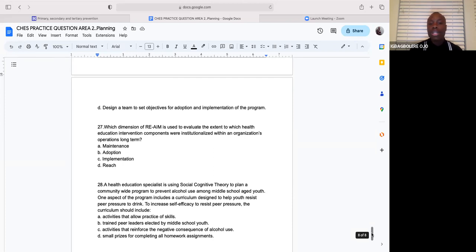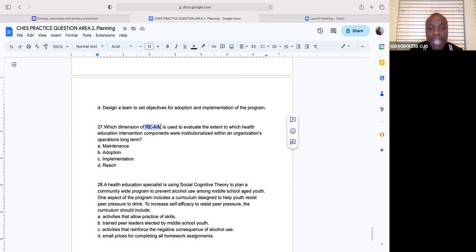All right, so the question is basically asking you that we have a theory that is called RE-AIM. Now, what part of this RE-AIM allows you to do an evaluation of an intervention after it has been conducted, after it has been implemented? All right, so obviously we are looking at evaluation as the question suggested, so it cannot be implementation. Reach is possible, because in reach you are able to know the extent to which your message has gone.